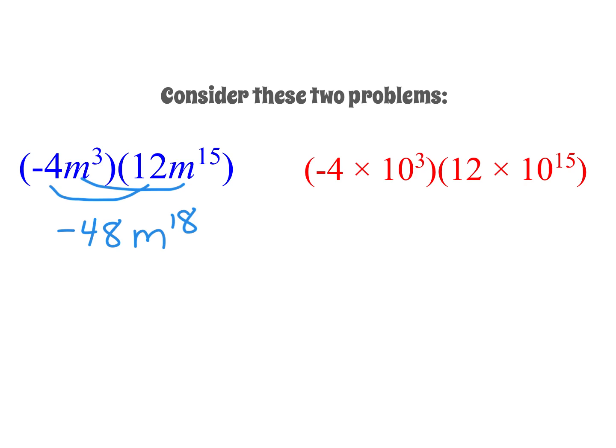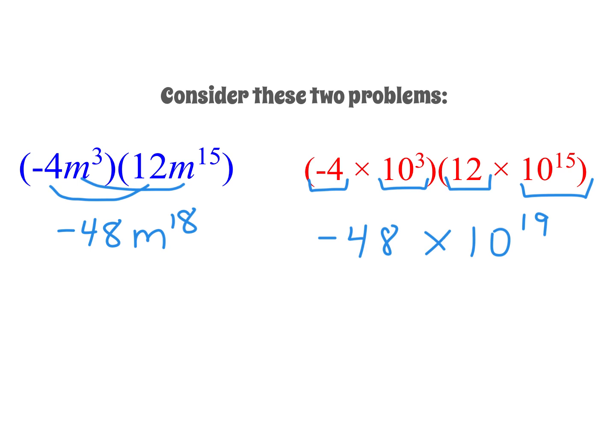So think about that. That rule absolutely can apply to scientific notation, right? If I'm trying to multiply two things in scientific notation, I can just follow my exponent rules, because multiplication is commutative. You can do them in any order. So I can multiply negative 4 times 12, leaving me with negative 48. And then the 10 to the third times 10 to the 15th, we can put those together, leaving me with 10 to the 19th. Now, this answer is not in scientific notation.